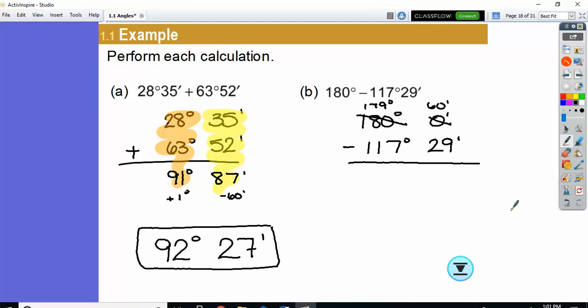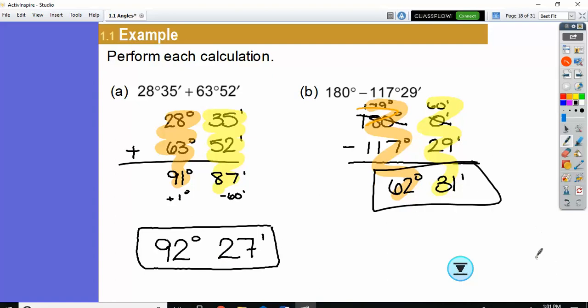We just rewrote. So now you can subtract. Again, we do like terms. So we do minutes minus minutes and degrees minus degrees. So 60 minus 29. 179 minus 117. Do we have to do anything special like we did on the last one? No. So that's our answer.